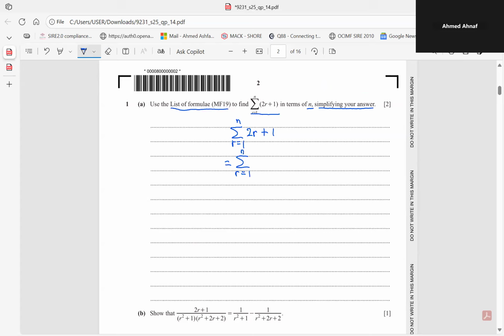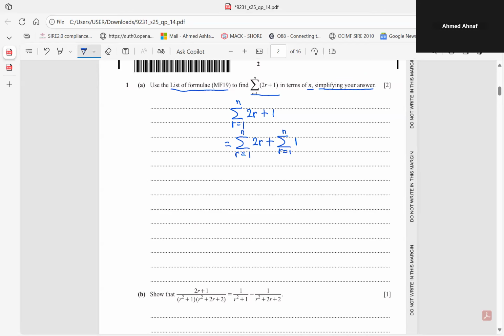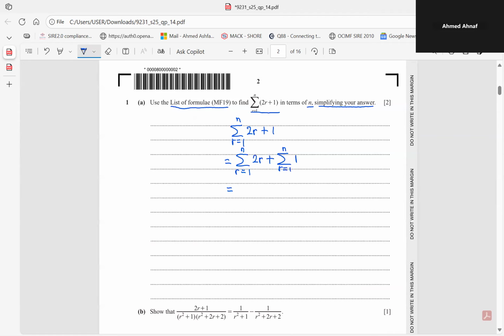So this would be the sum from r equals 1 all the way to n of 2r, plus the same sum from r equals 1 all the way to n of 1. Okay, so let's take out the constant term, because just like when you're integrating or differentiating, you have to take out any constant terms that are not in terms of r. So let's take out 2. So this is the final summation that we have to determine.